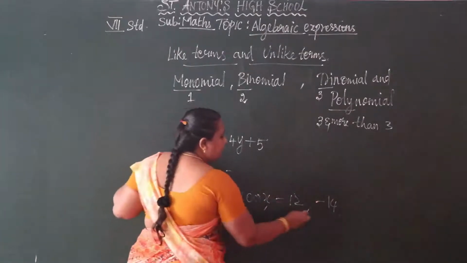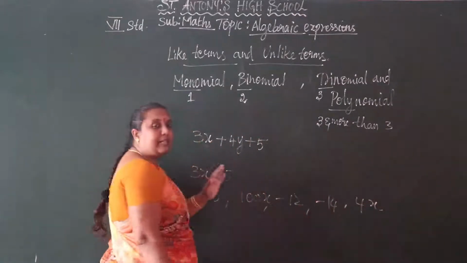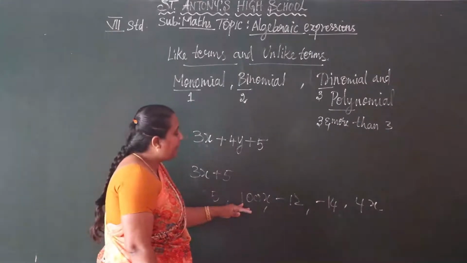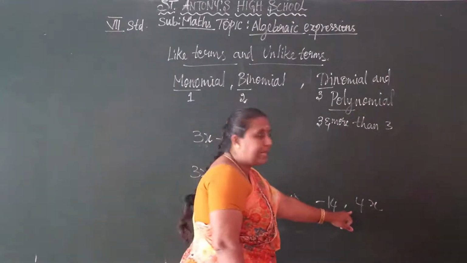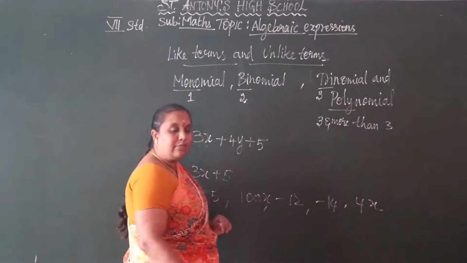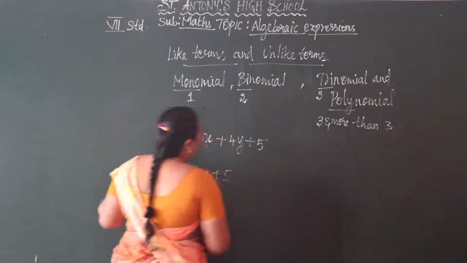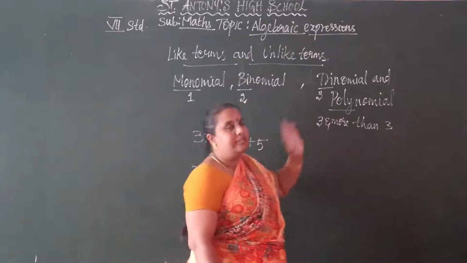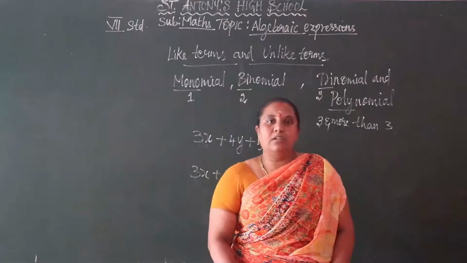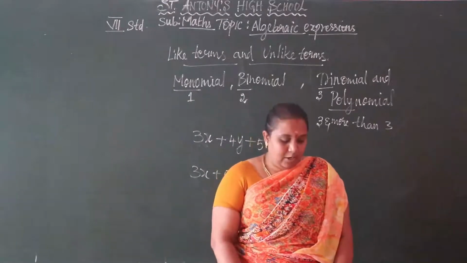And so we have 4x. Write like terms means you have to separate the like terms here. So what are the two types of like terms here? 100x and 4x are like terms, and 5, minus 12, minus 14 are like terms. We have to separate like that. And then these are monomial, binomial, trinomial and polynomial also. Based on that we have an example problem.